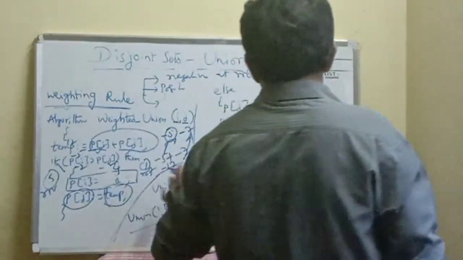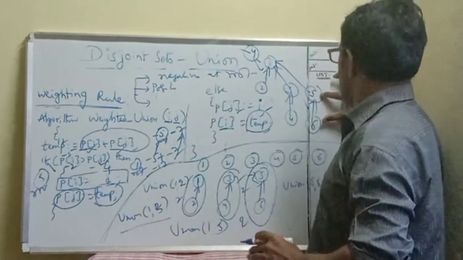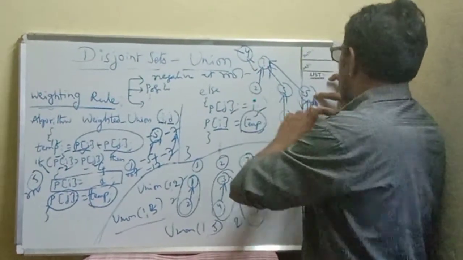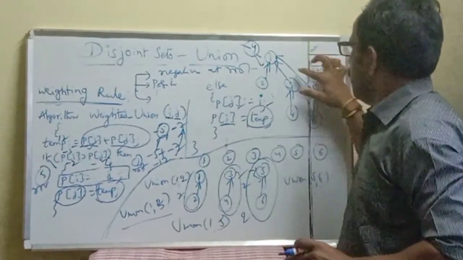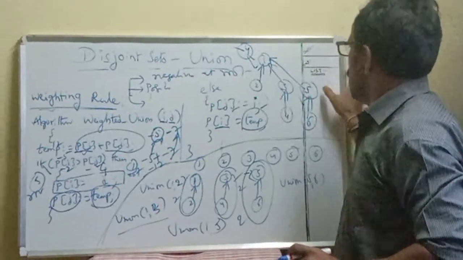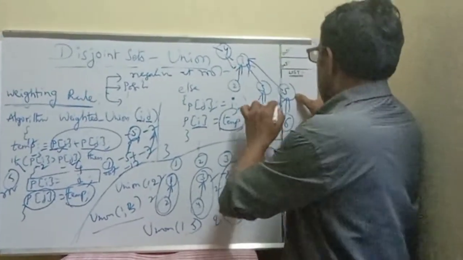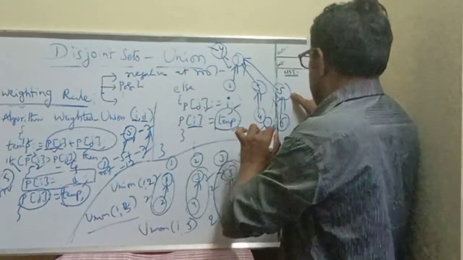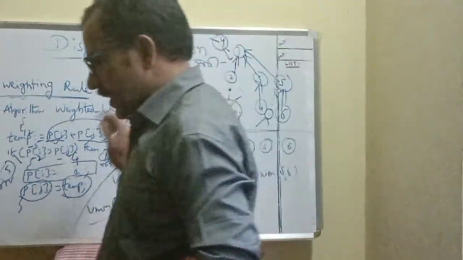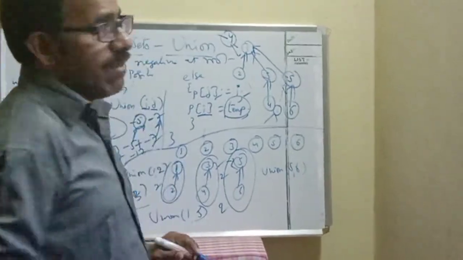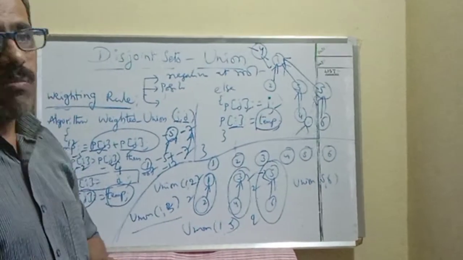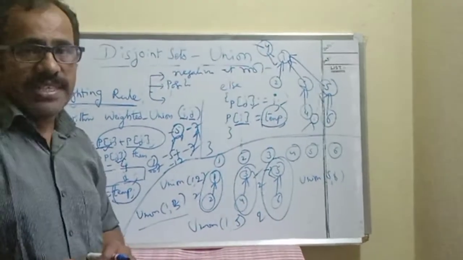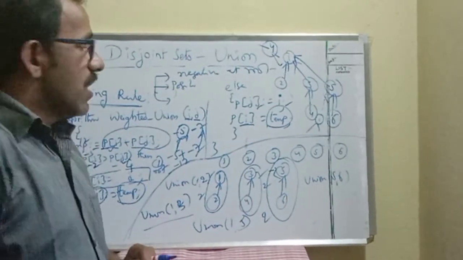Suppose you make 1 a child of 5 when combining the 2 trees like this. Then 1 will be attached here, and the entire structure comes here. Then what about the height of the tree? 4. The level becomes 4. Then it takes more time compared to the previous combined structure. Is it clear now?